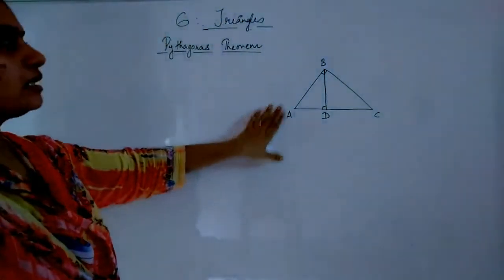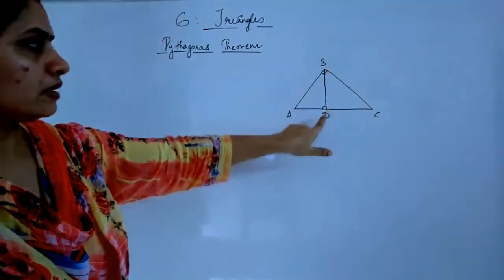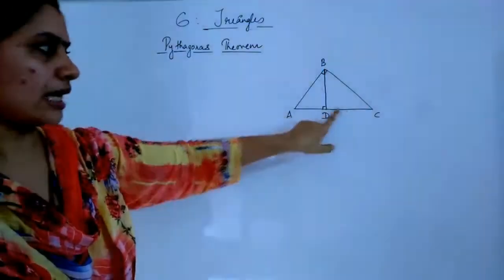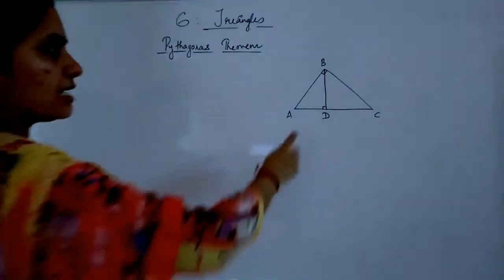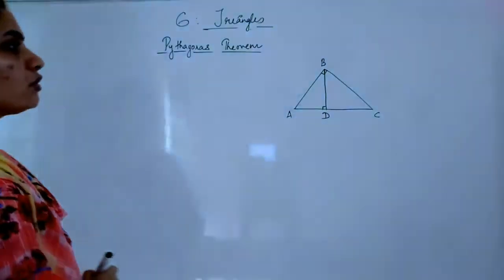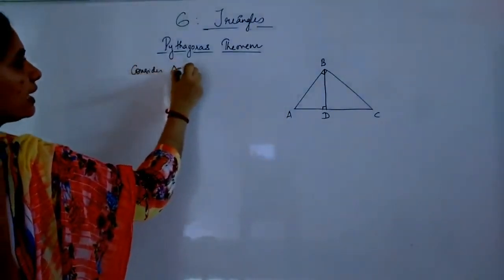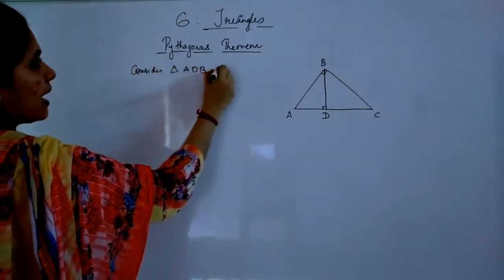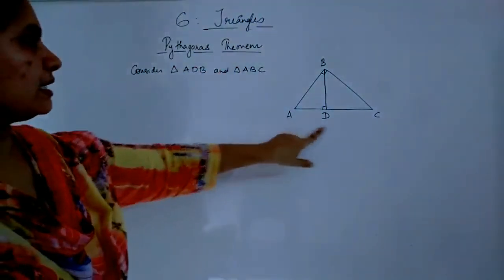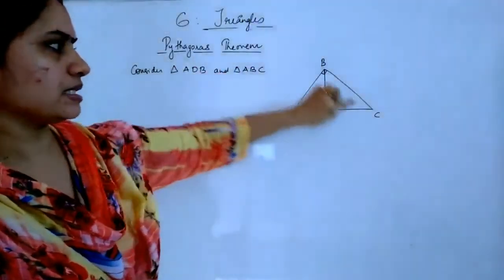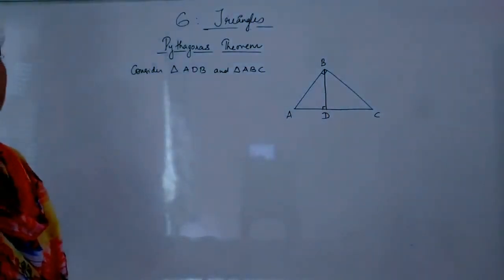First we are considering a right angled triangle which is right angled at B, and we are taking a perpendicular to the side AC, which is also having a 90 degree at D. Here we are considering two triangles: triangle ADB and triangle ABC. You can see in the figure ADB and ABC. We are planning to show that these two are similar.